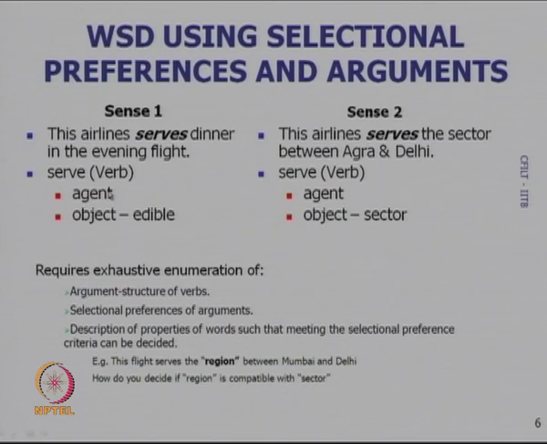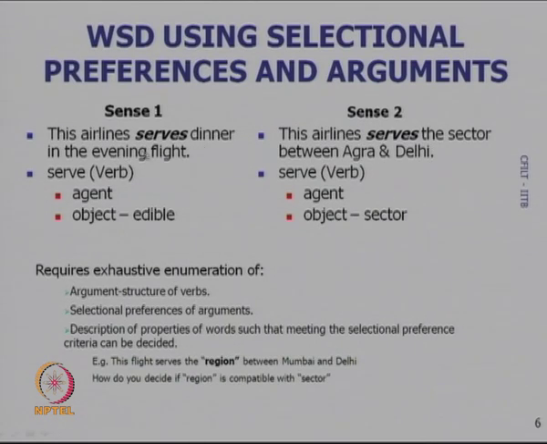Now, here what we find is that the word serve, which is a verb, needs an agent. It needs an agent in both cases. It needs an object, what is served. So, here what is served is dinner, here what is served is the sector. Now, in this case the object is sector, in this case the object is edible. So, here the word sense disambiguation idea says that what you do is that you look at the argument frame of the verb, and wherever the selectional preference dictates a particular sense, pick up that sense.